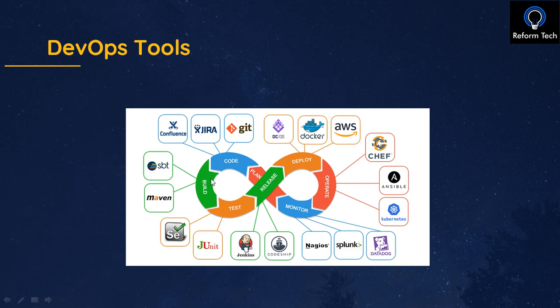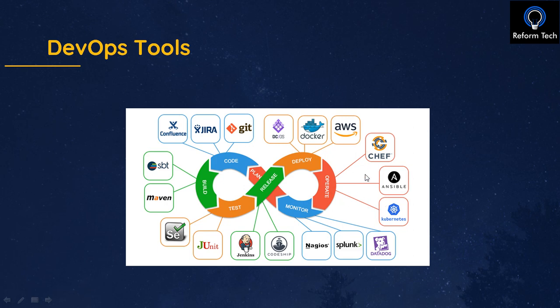Once it is built, you have to test the code. Testing is done using Selenium or JUnit or any such tools, and we test for any bugs. Once the tests are passed and it is ready to deploy, it will get deployed to any cloud like AWS or Azure or any platform. To deploy it, you can use tools like Ansible or Kubernetes or Chef.